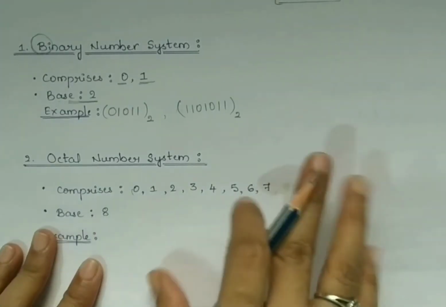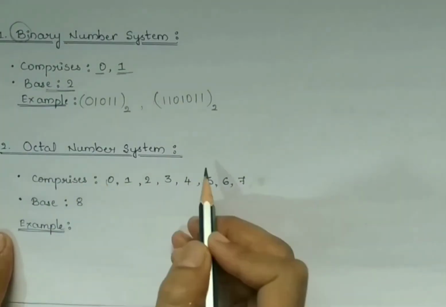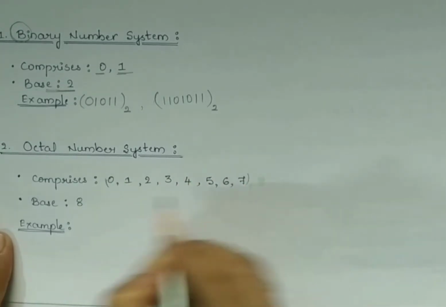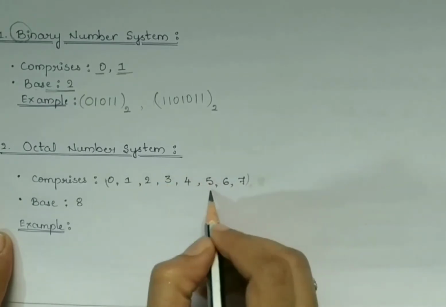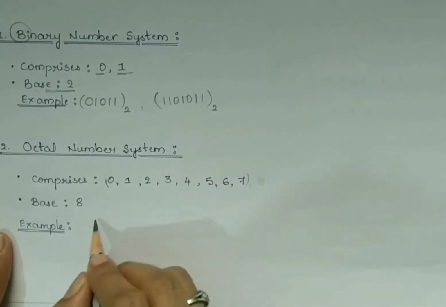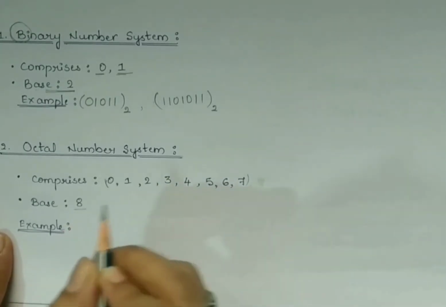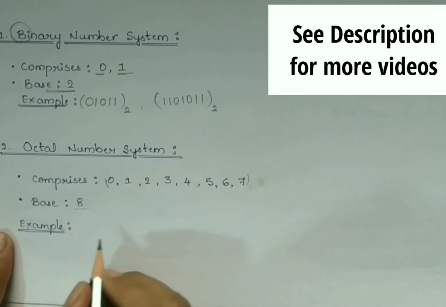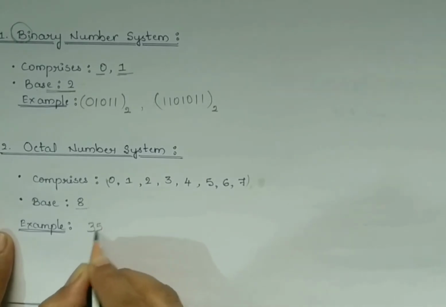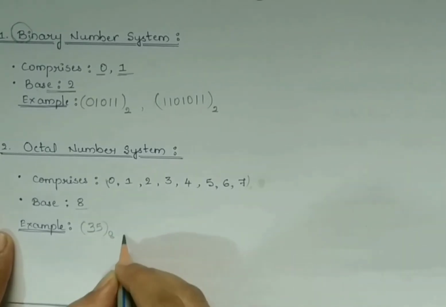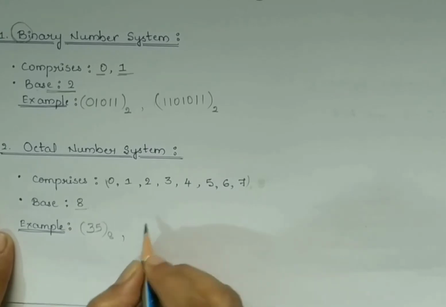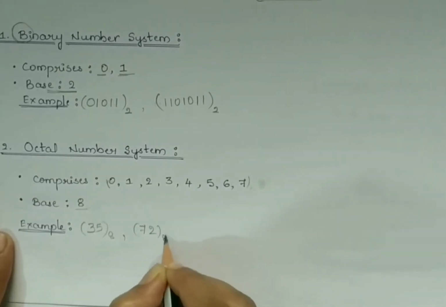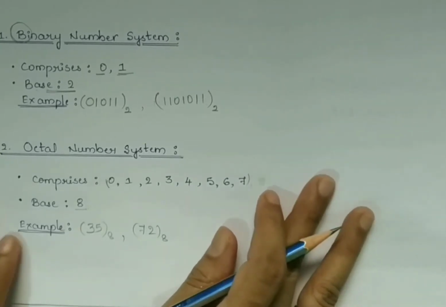Next one is the octal number system. The octal number system contains digits from 0 to 7. Total 8 digits it will contain, and its base is 8. Octal numbers are represented by base 8. For example, 35 to the base 8. This is an example of an octal number. Another example is 72. This is also an example of an octal number.